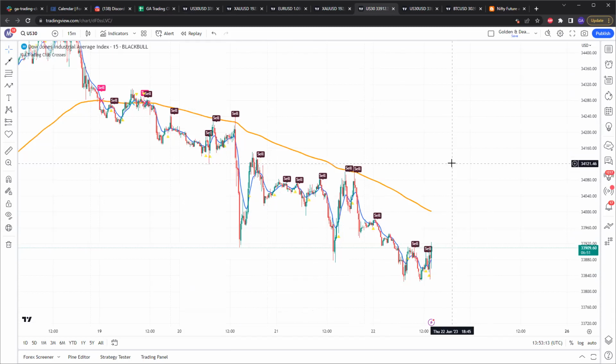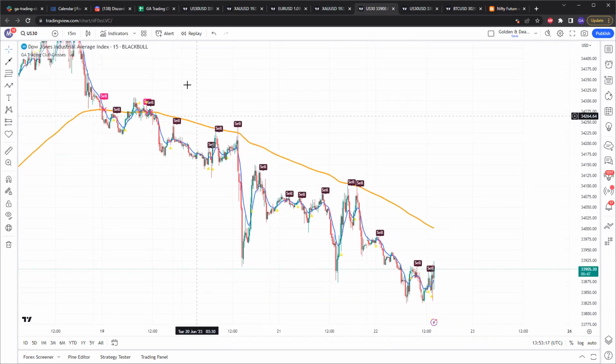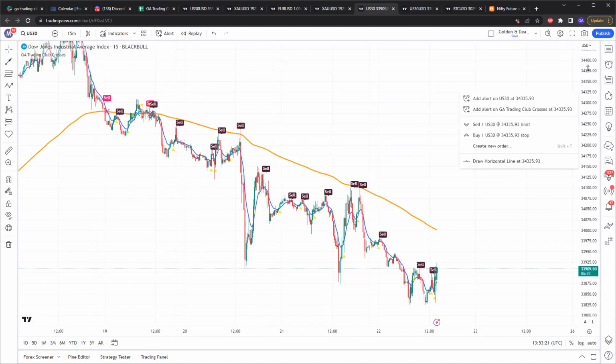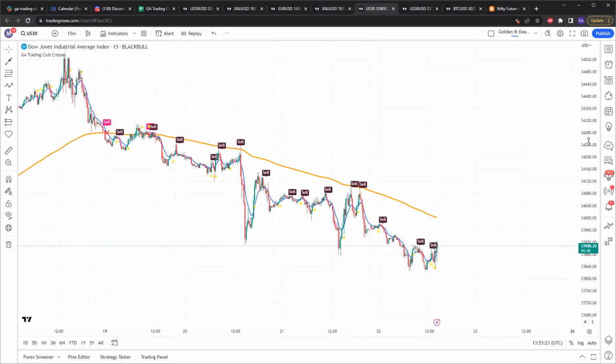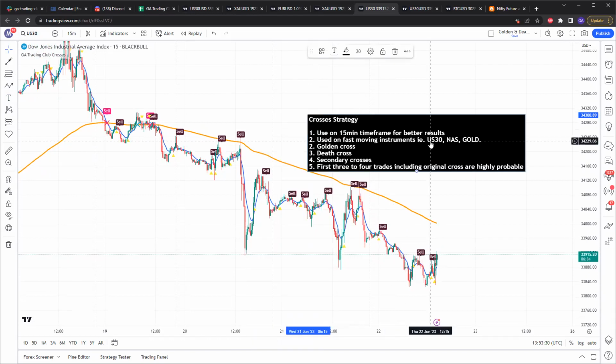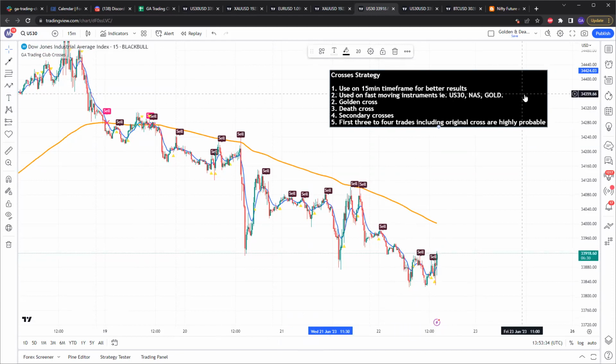So guess what I'm looking at? So right now, but I told you guys, if you're gonna take trades, let me see those requirements. If you're gonna take trades based off of this indicator, these are the requirements for it. In order to have a better or highly probable win, use the crosses indicator on the 15-minute time frame for better results. Use on fast moving instruments, US30, NAS, and gold, and maybe Bitcoin.